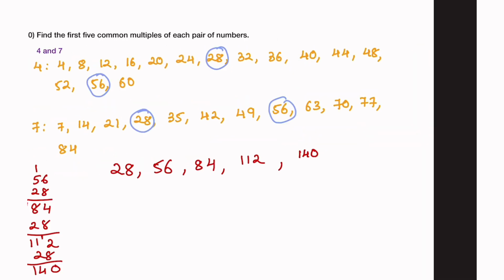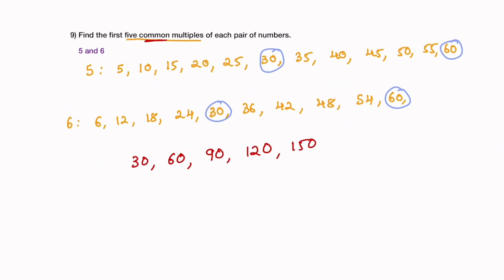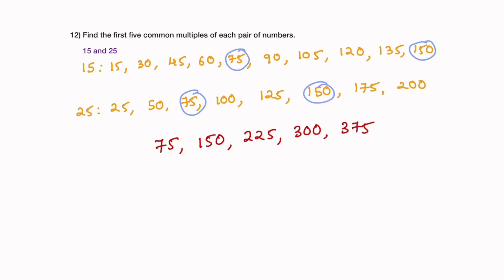Now here, in the first three questions, we saw that, for example, we said 9 times 10, 10 times 9, right? 4 times 7, 7 times 4. And here 5 times 6 and 6 times 5 is when you are getting the first common factor. Whereas here, in this case, it's not 15 times 25.